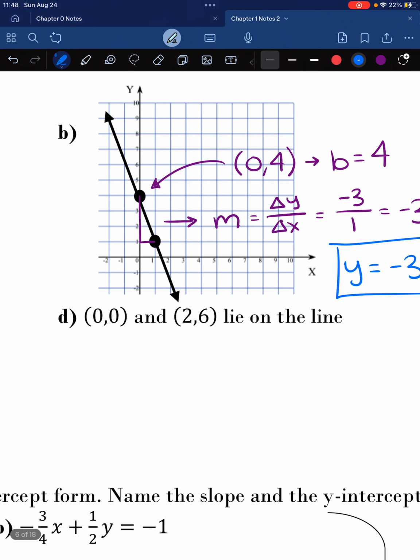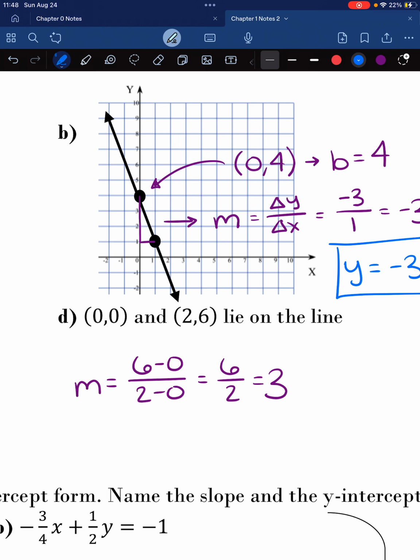Okay, and D. So this one's kind of sneaky. I have 2 points again, so I know I could calculate slope. Let's go ahead and do that. Okay, so I have my slope.